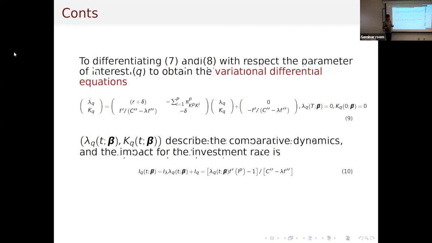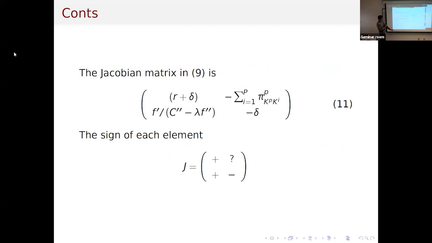We only want to determine whether it's positive or negative. That's the goal. In order to examine this, we need to look at this matrix. This is the Jacobian matrix in equation 9, given by this, and based on our assumption, we can easily show that these three terms are positive or negative. But the sign of this term we don't know yet.